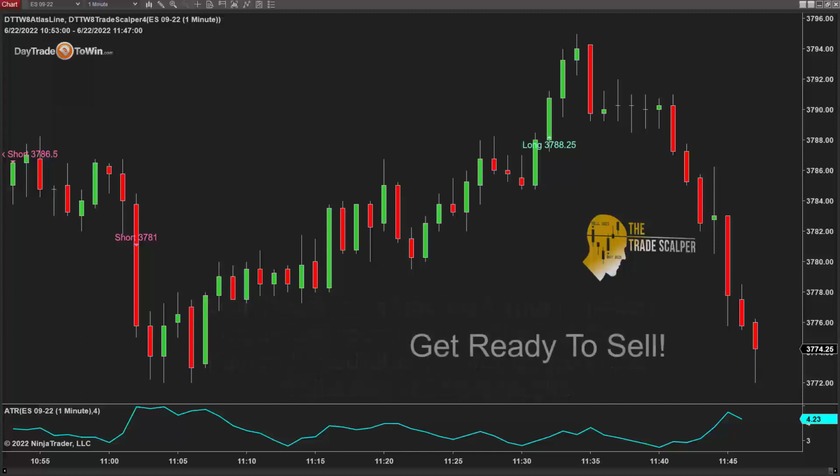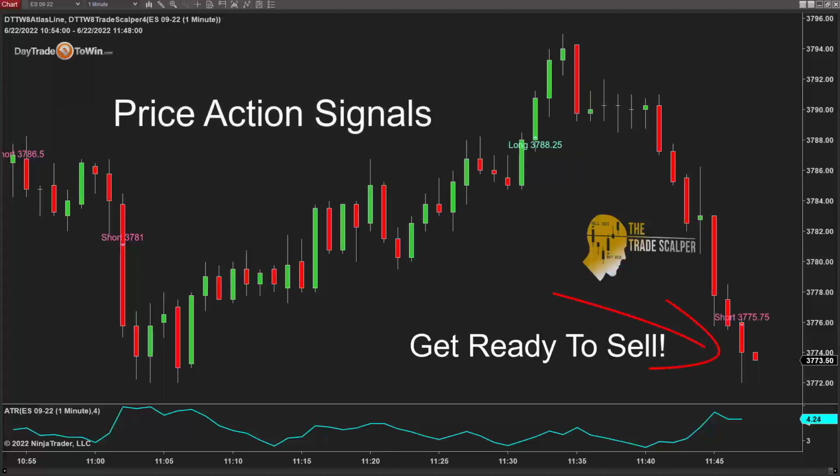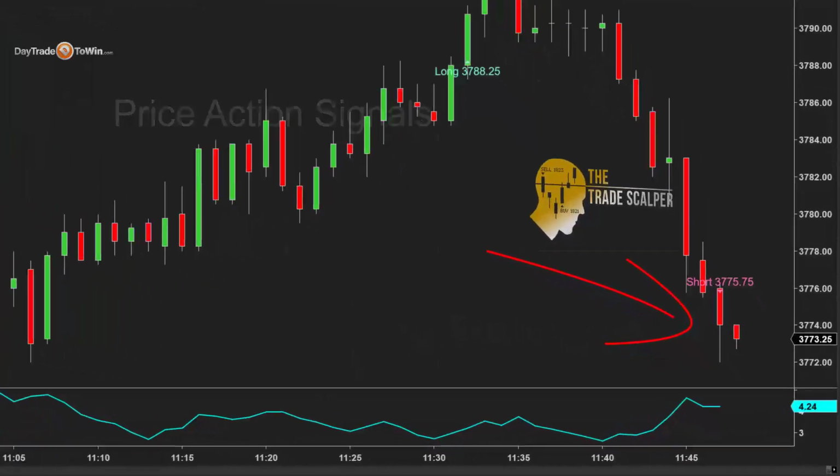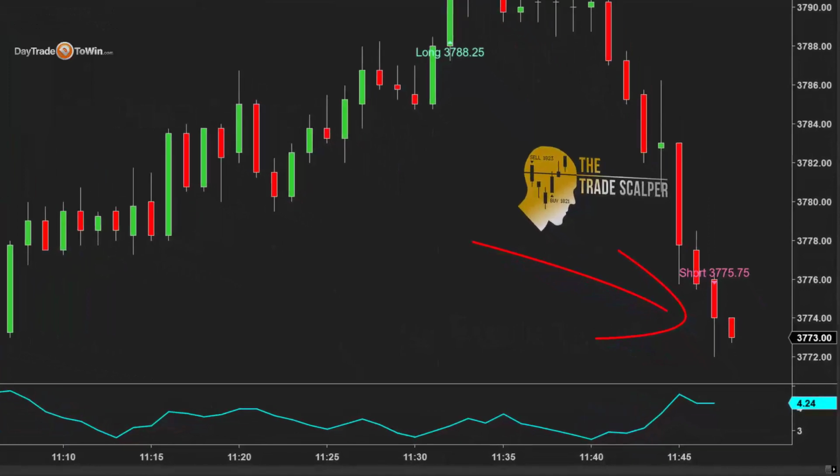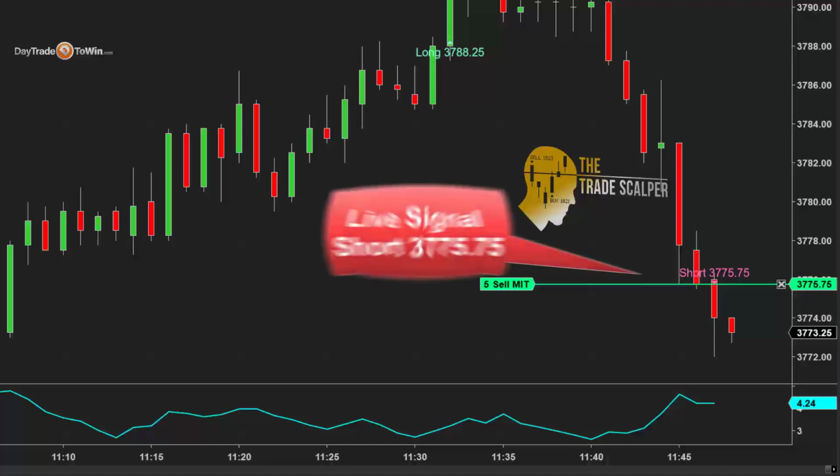So the Trade Scalper software by DayTradeToWin is available, and it uses price action. I'm following these signals to go long, to go short. Remember, I'm not using anything else, just the Trade Scalper software, although you can use a few other methods to help filter out the trades, like the blueprint, the roadmap, the Atlas line. But I'm just going to take this one trade short, 37.75.75. A few things to consider.